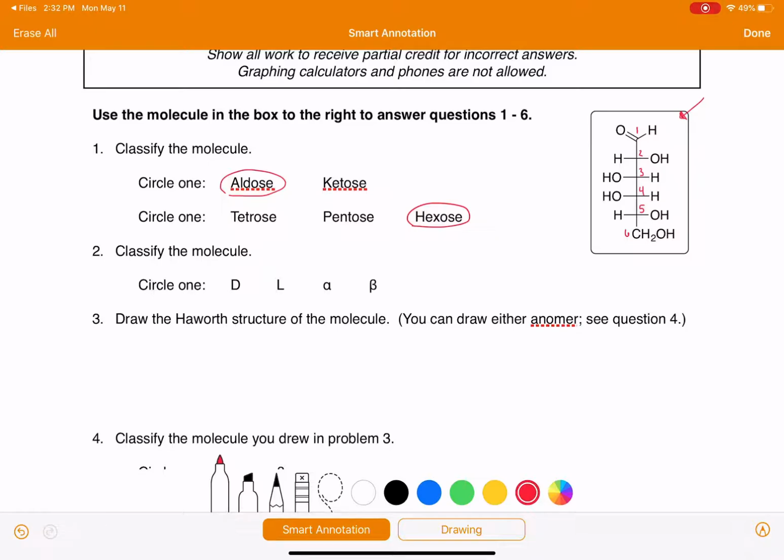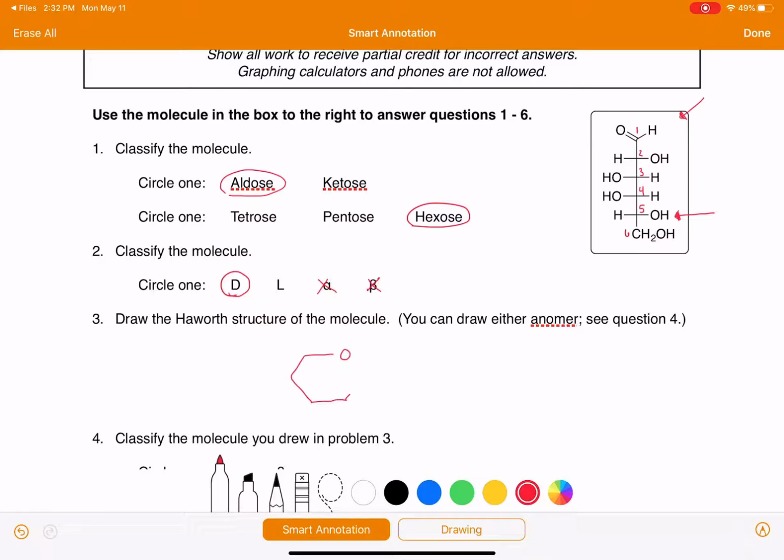Classify this molecule. That's going to be based on the direction of the OH group on the second to last carbon. So for this molecule, it's carbon number 5. Carbon number 5's OH group is pointing to the right, which is D. If it's pointing to the left, it's L, and we can only use alpha and beta when we're looking at the cyclic structure.